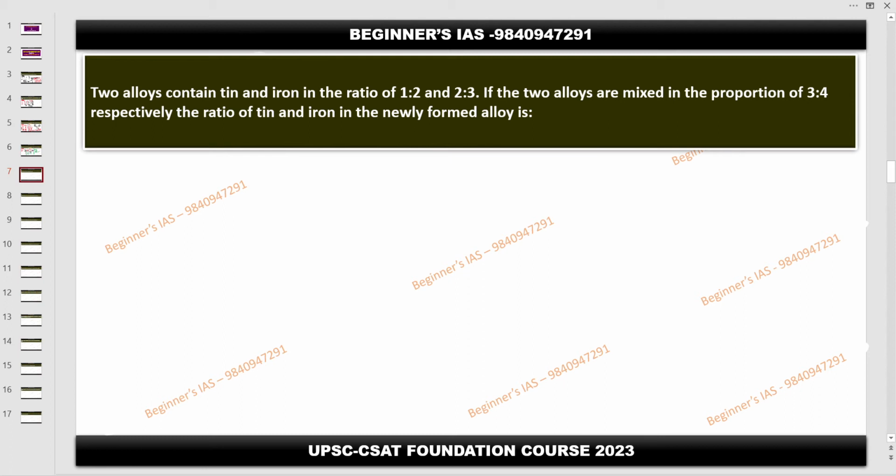Two alloys contain tin and iron in the ratio 1:2 and 2:3. If the two alloys are mixed in the proportion, find the ratio. Same problem, similar problem. You can go with a shortcut method and answer quickly. Everyone try. Charu, try to give the answer. So 13 is to 22. Simple, 13:22.